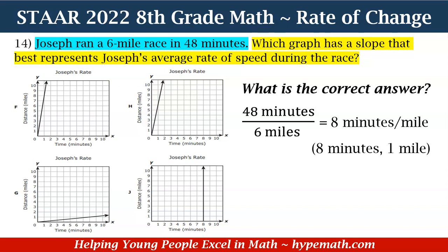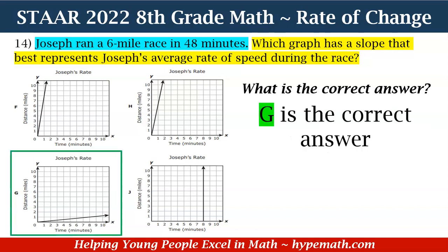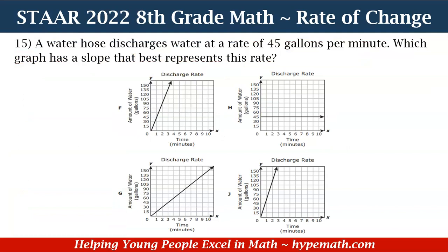And then for J, it's just showing straight up that it's always going to be 8, no matter what the Y is, no matter what the X is, it will always be 8 for the X, okay? So our correct answer is G. G is the correct answer for 8-1. Good job, 8th graders. Let's look at number 15.